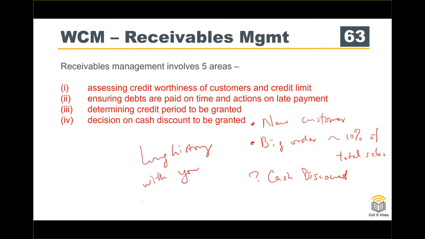Okay, so in general, it's 30 days. But you would like to improve your account receivable period or the account receivable turnover. So you would like to give a cash discount to this customer with long history with you, so that you can improve this account receivables turnover. Okay, it's also one of the methods to help you improve your working capital needs.